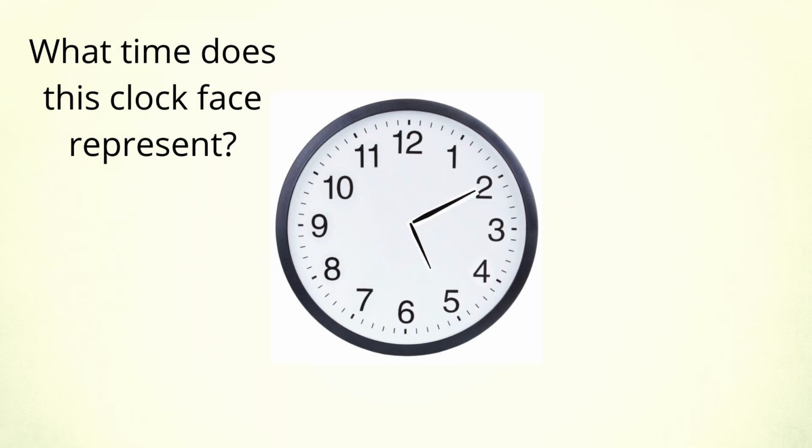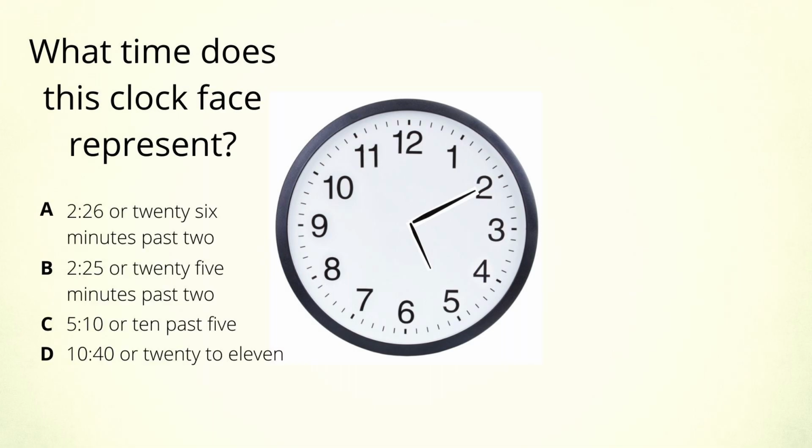And so the last question is, what time does this clock face represent? Is it 2:26, 2:25, 5:10, or 10:40? So pause the video for a moment, and then we'll give the answer at the end. And so the answer is 5:10 or 10 past 5. And so it's important to get the hands the right way round, because otherwise you could easily think that the answer might have been A or B.